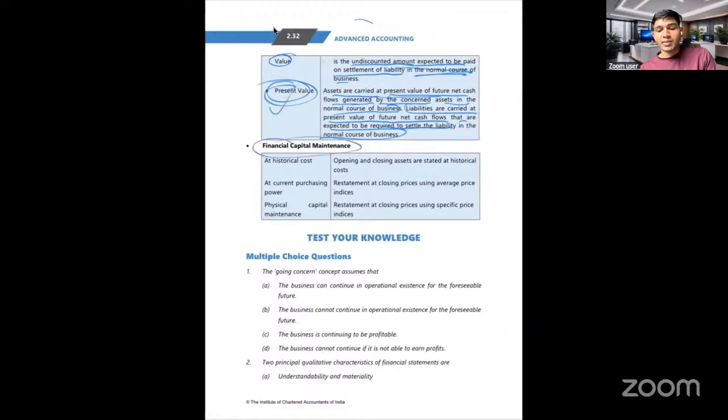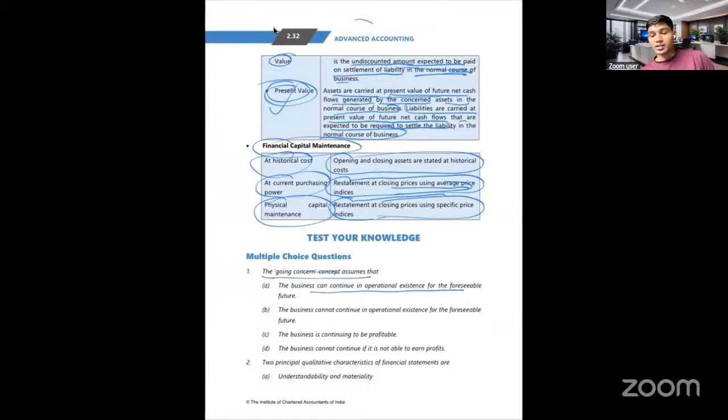Now we have seen financial capital maintenance at historical cost: the opening and closing assets are stated at historical cost. At current purchasing power, restatement is at closing prices using general price indices, and physical capital maintenance is restatement at closing prices using specific price indices. Now we will see going concern: it assumes that the business can continue to operate for the foreseeable future.